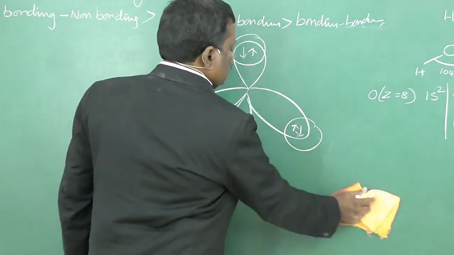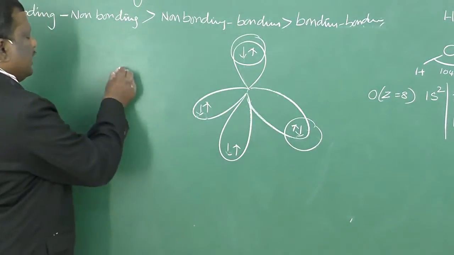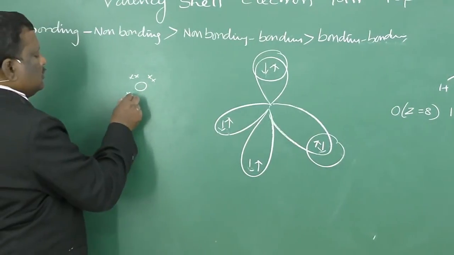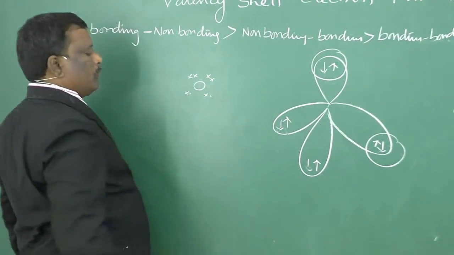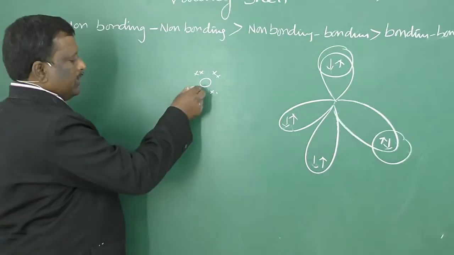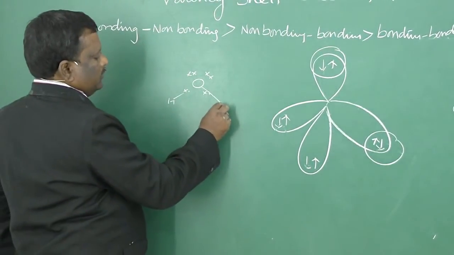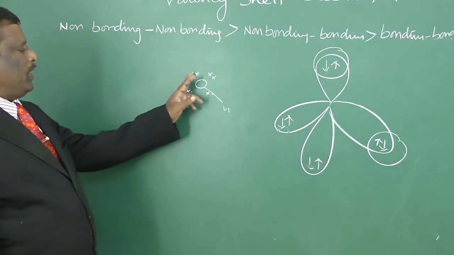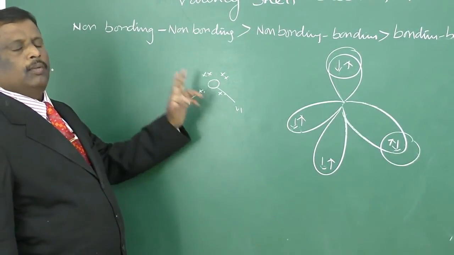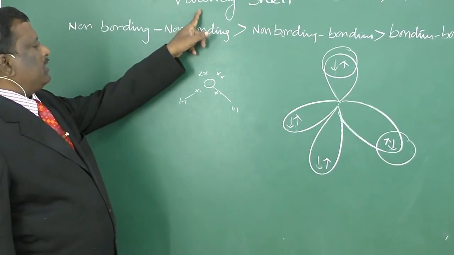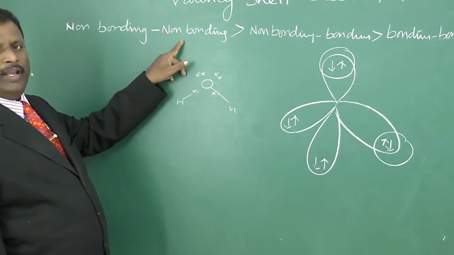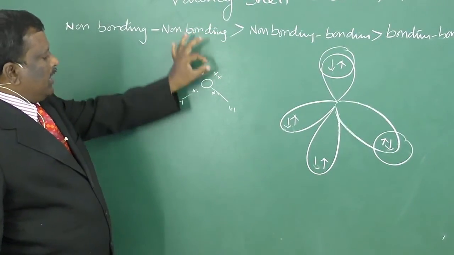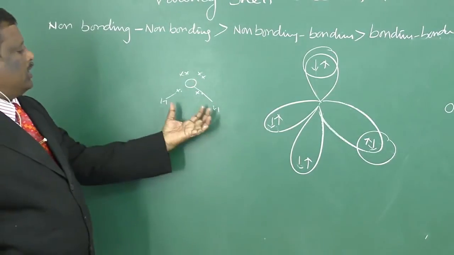Now in the H2O molecule, around the oxygen atom, we have 4 pairs of electrons. This pair is due to the bonding of hydrogen, and these are non-bonding pairs. 2 pairs are non-bonding pairs and 2 pairs are bonding pairs. According to VSEPR theory, the repulsion between these 2 non-bonding pairs is more than between bonding and non-bonding pairs, and than between bonding and bonding pairs.